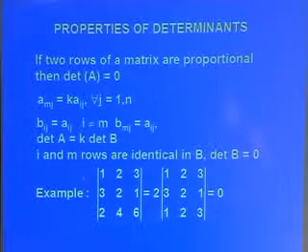Now look at this example. Here we have 1 2 3, 3 2 1, 2 4 6, that is, the first row and the third row are proportional. So one can write it as 2 times this. So this is my B matrix. Now in this B matrix, 1 2 3 and 1 2 3 in the first row and the third row are identical. So this determinant is 0, and that proves that this 3 by 3 determinant has value 0.